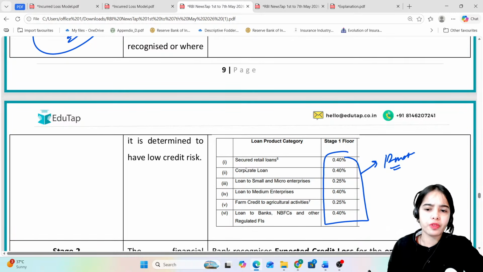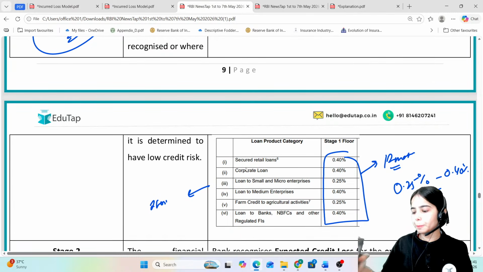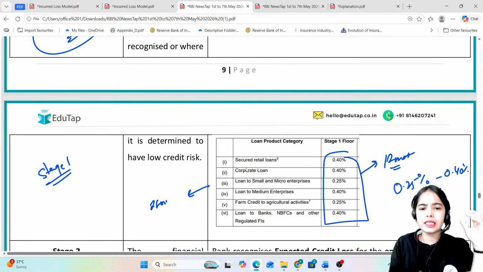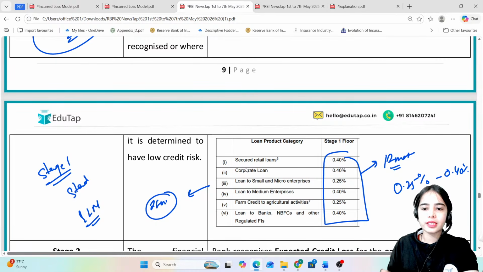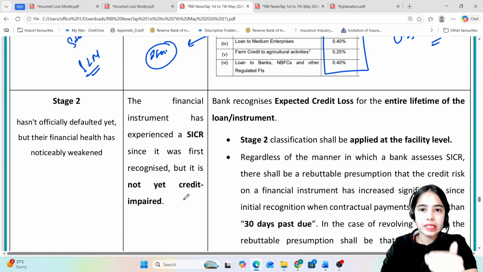The basic provisions will be maintained within the range of 0.25% to 0.40%. Is it the same as the incurred loss model? Stage 1 seems the same, right? That is correct. Stage 1 is nearly the same. In the incurred loss model also, for the standard asset, basic provisions were maintained. In the expected loss model also, for the standard assets, basic provisions are maintained. But now comes stage 2.